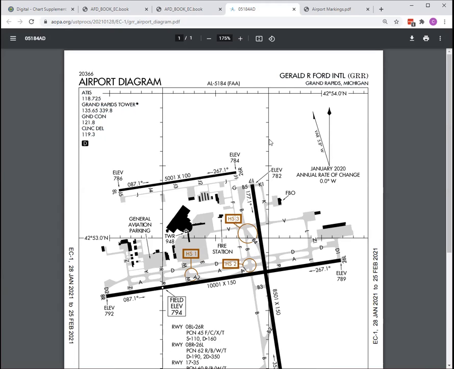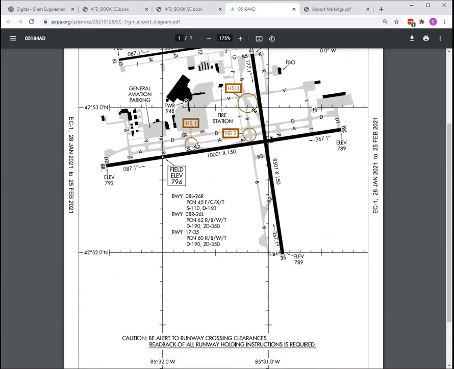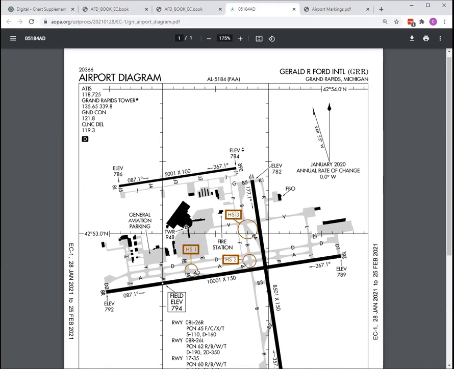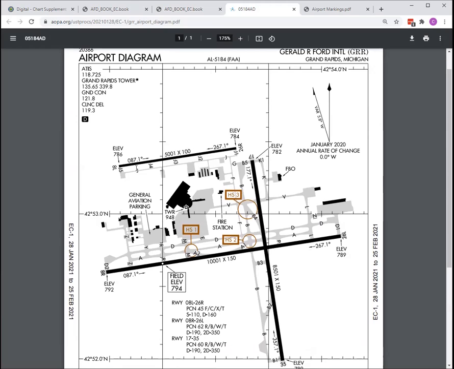The only thing it doesn't look like it has on here is the approach and departure frequencies. But they will usually give you those if you're departing Grand Rapids. So you don't have to worry about that, because at Grand Rapids they actually have two different frequencies. They use one for the north and one for the south, and they'll tell you which one to use. The next thing you'll notice is that this has lat-long lines, just like a sectional chart does. And so you can figure out the exact lat-long of a point on this chart just by looking at where the lines are.